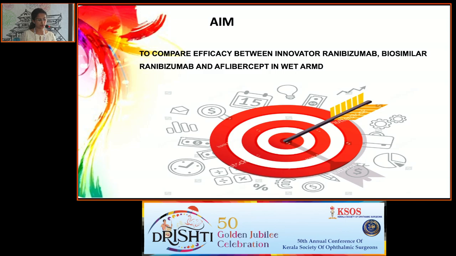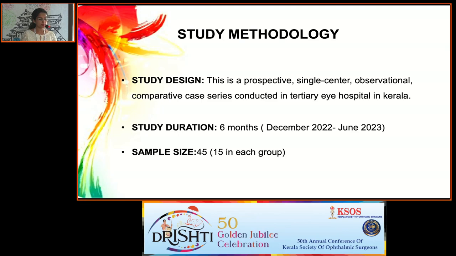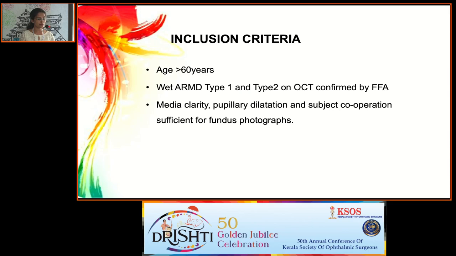Study methodology: it's a prospective single-center observational comparative study conducted in a tertiary eye hospital in Kerala. Study duration was 6 months, from December 2022 to June 2023. Sample size was 45, 15 in each group. Inclusion criteria: age above 60 years with ARMD type 1 and 2 on OCT confirmed by FFA, with media clarity, pupillary dilatation, and subject cooperation sufficient for fundus photographs.